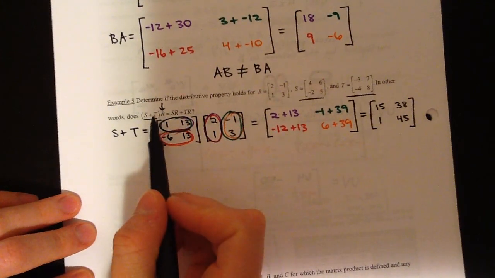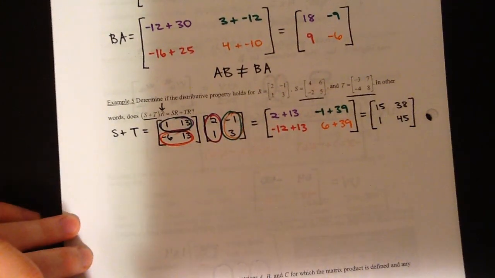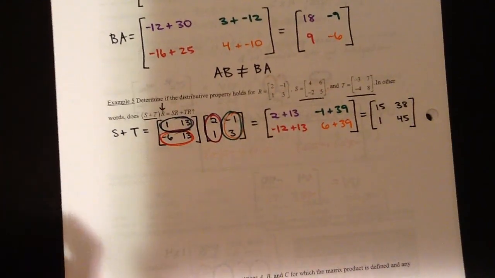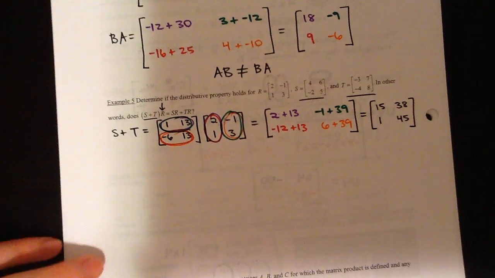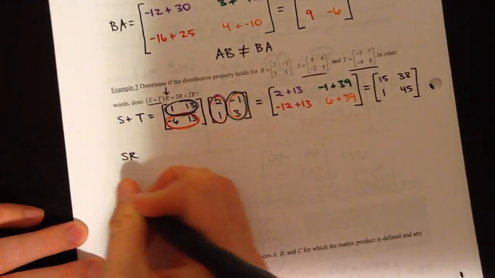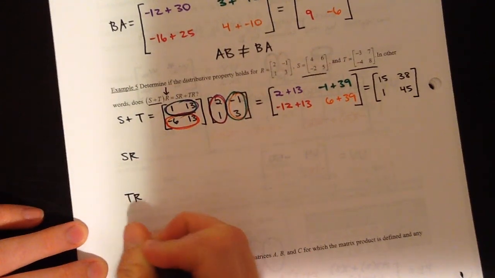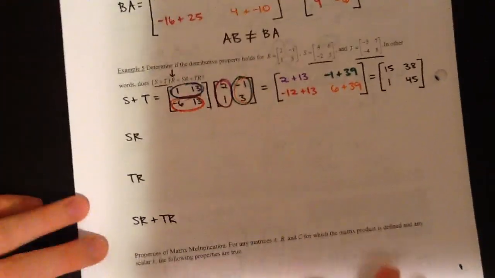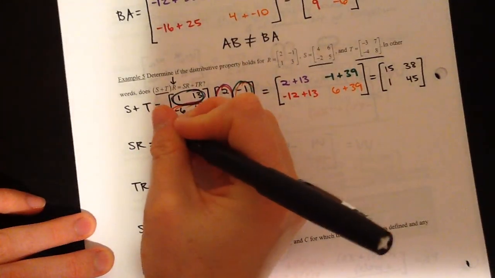If I add the S and T first, and then multiply by R. We want to see if distributing the R first actually holds. So let's do S times R, then we'll do T times R, and then we will see if adding them together comes out to be the same as this matrix up here. So S times R, let me write those out.